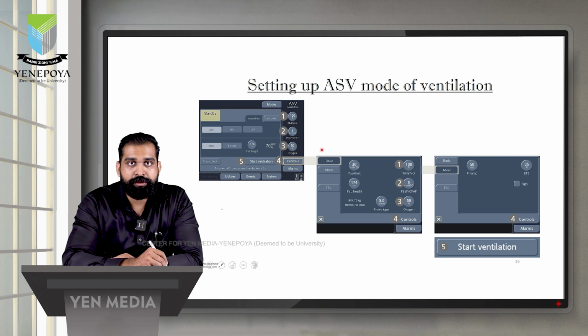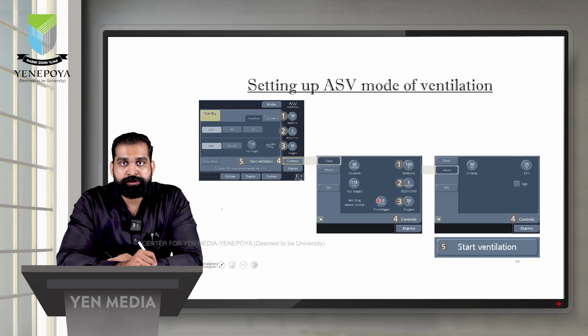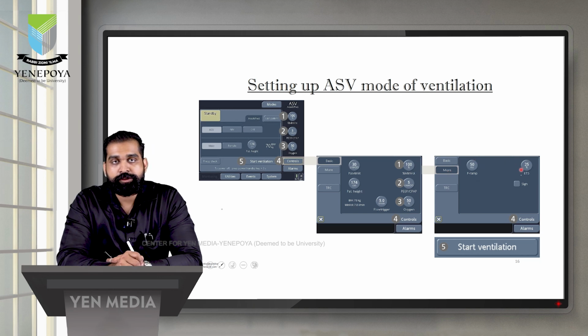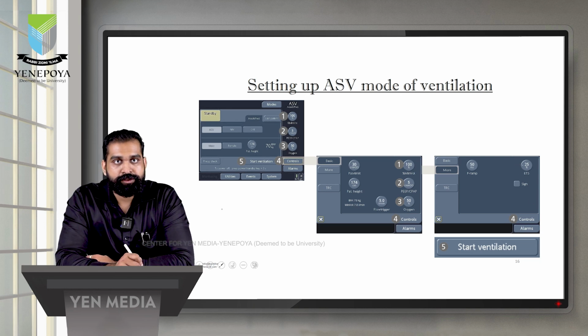After which you can go to the basic settings and then set the PSAV limit and the suitable trigger setting for the patient. Once that is set, you can go to the more settings and then select a suitable ramp time for the patient and a suitable expiratory trigger sensitivity. Now, if your patient has obstructive pathology, then the expiratory trigger sensitivity should be set somewhere between 35 to 45%.